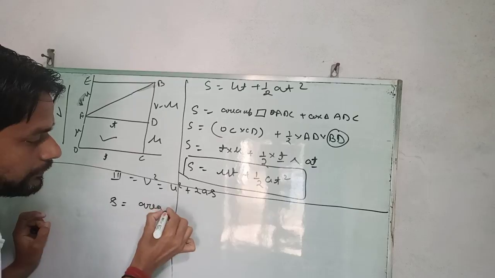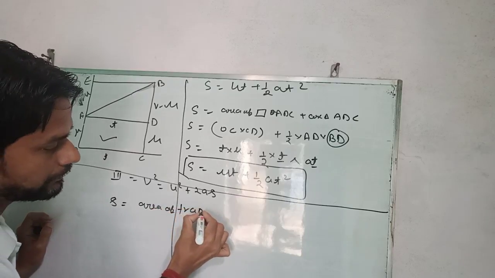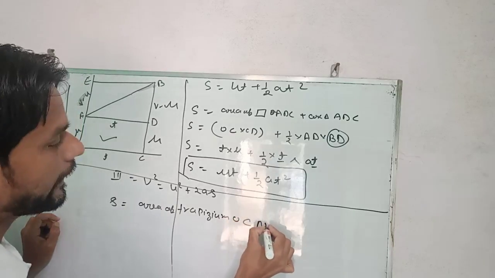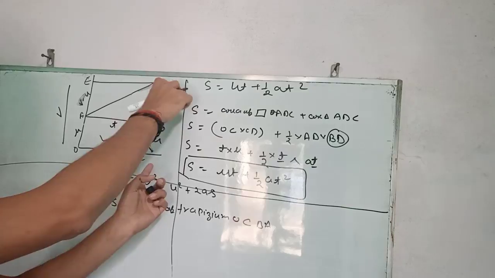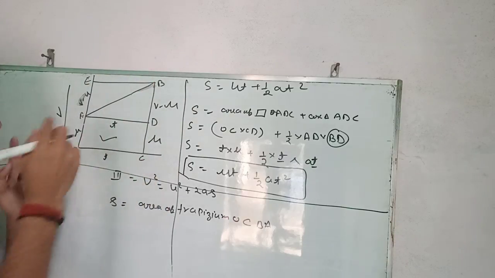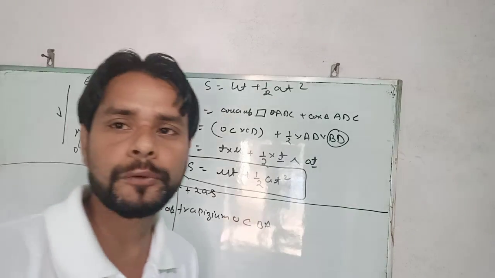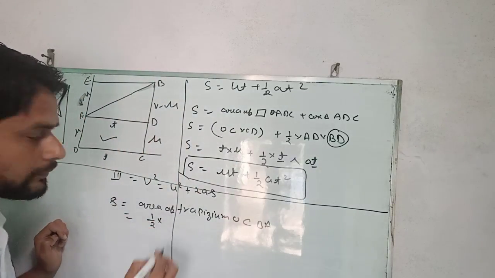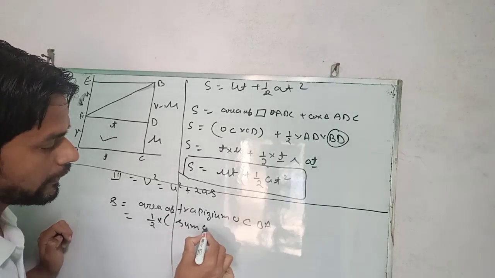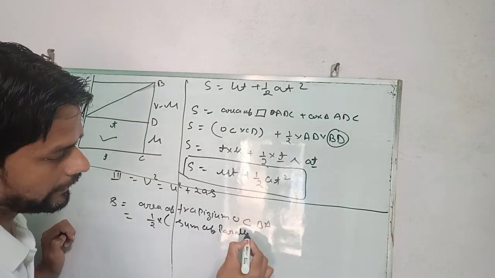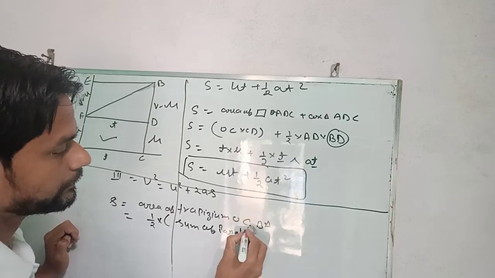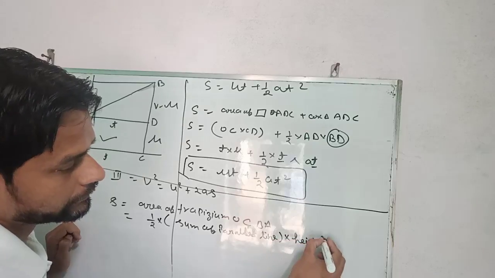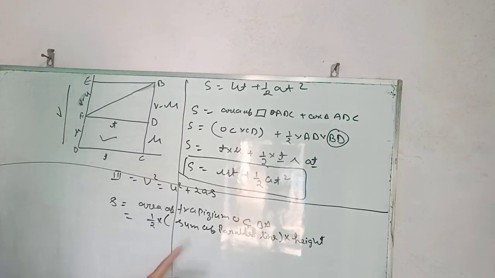Area of trapezium OCBA, where OA and CB are the parallel lines and AD or OC is the height. What is the formula of the trapezium? The area of a trapezium is 1 upon 2 times the sum of the parallel lines into the height.